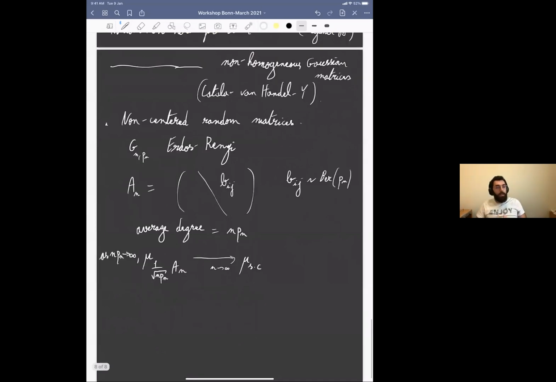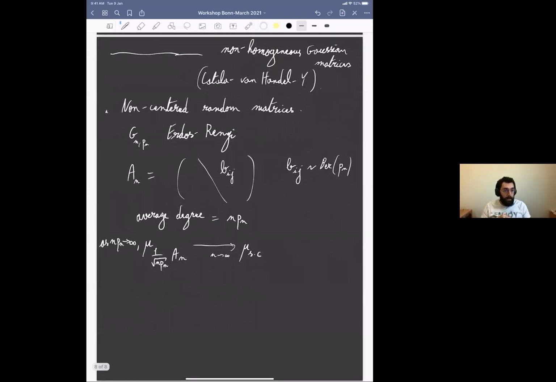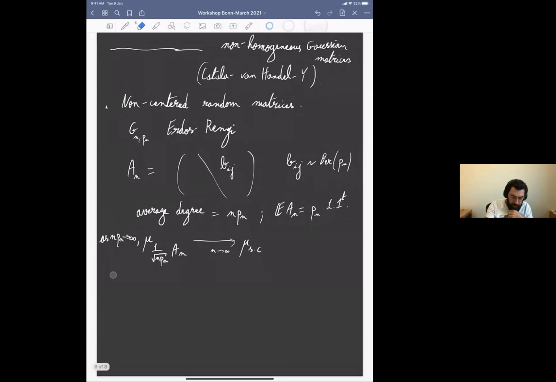And you ask what happens to the other eigenvalues? Now remember, the model is not centered. So the largest eigenvalue may be doing whatever it wants, because the centering costs me a rank 1 matrix. Here, the expectation of A_n is just p_n times 1 1 transpose, the matrix of all 1s times p_n. So it's a rank 1 matrix. This one is already shifting my spectrum. And the largest eigenvalue was calculated by Krivelevich.